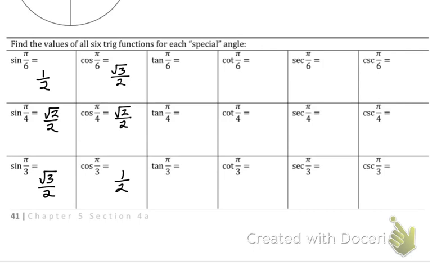All right, we're in the first quadrant, so that means sine, cosine, tangent, cotangent, cosecant, and secant will all be positive. So we don't have to worry about negatives or positives.